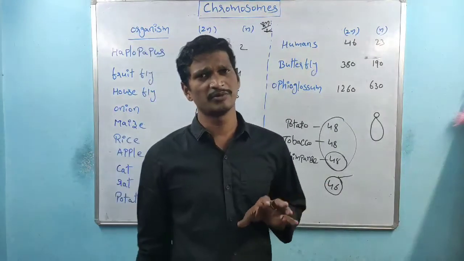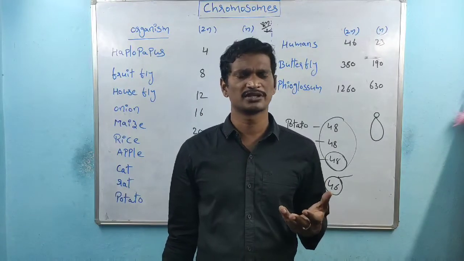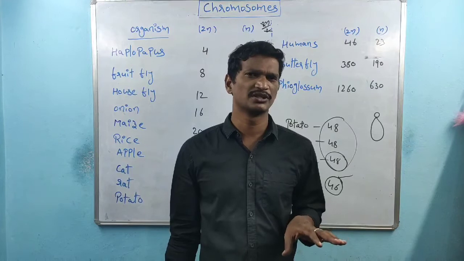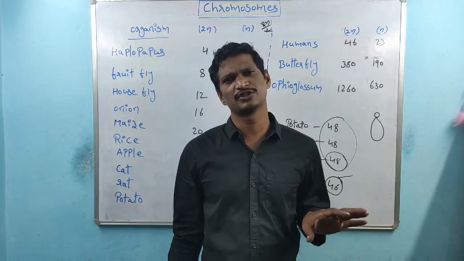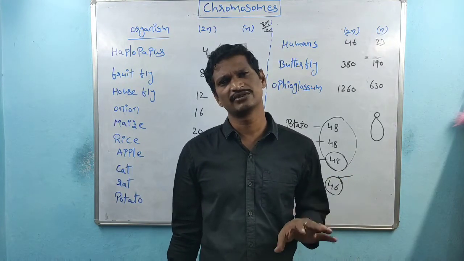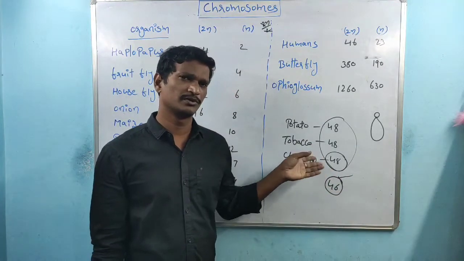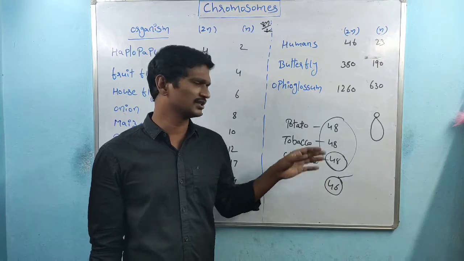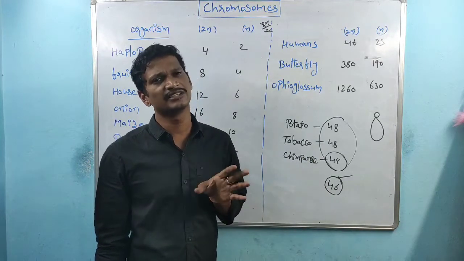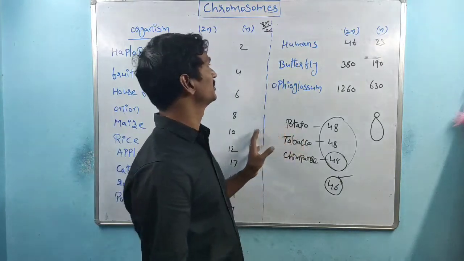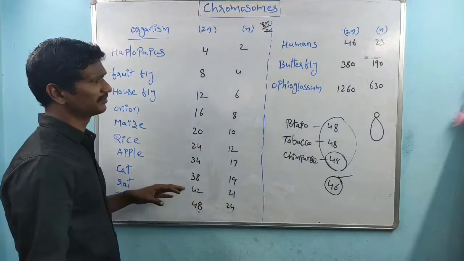So all of you remember, maybe the number of chromosomes are similar, but the DNA sequence of different species is different. Different species contain different DNA sequences. Here the number of chromosomes may be similar, but that is not the matter. The DNA sequence is the matter here, right? So that is about different types of organisms.